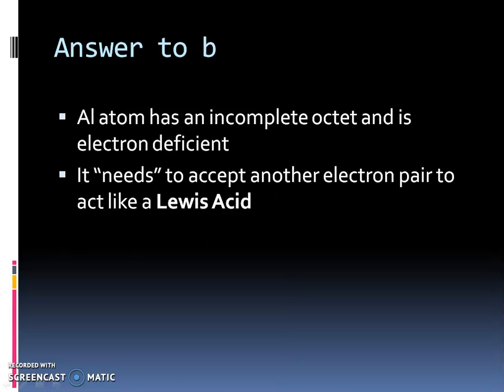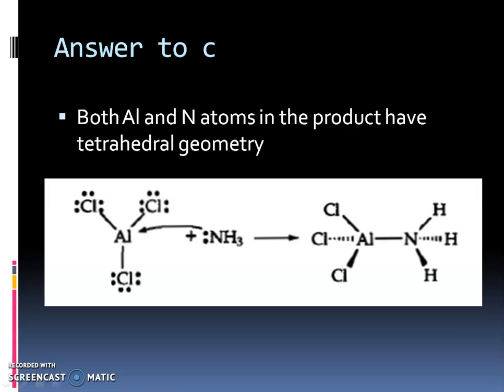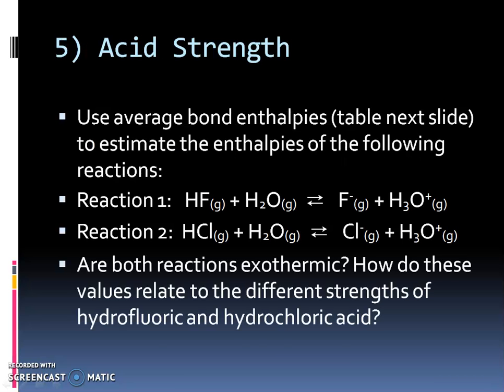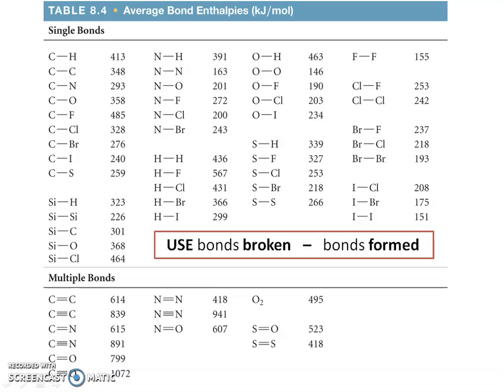Answer to B. Answer to C. And answer to D. And moving on to number 5, acid strength. I'm going to give you that table on the next slide. Here it is. And as a reminder, we want to do bonds broken minus bonds formed. Usually I don't give you that big hint, but this was back in chapter 8, so I want to remind you of certain things.